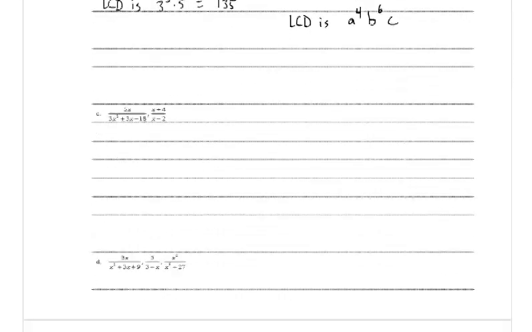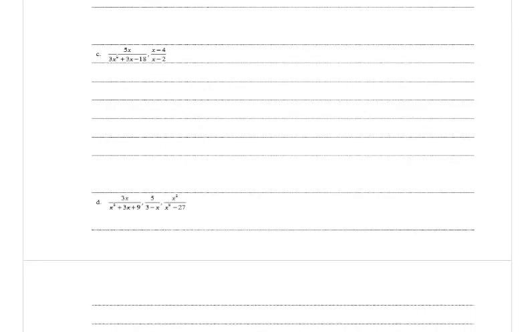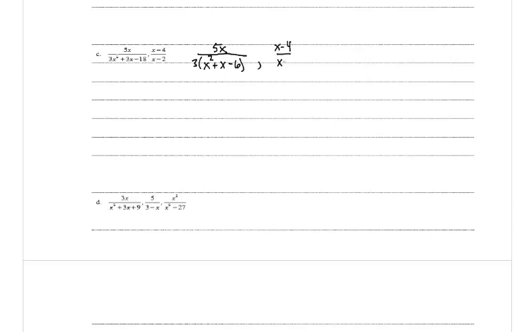In example C, we have 5x divided by 3x squared plus 3x minus 18, and we have x minus 4 over x minus 2. Now we're going to need to rewrite the denominators in factored form. So we're going to rewrite both of these expressions. So we have 5x in the numerator, and then we have 3 times x squared plus x minus 6, and x minus 4 over x minus 2.